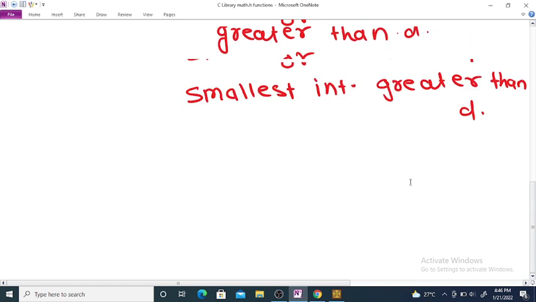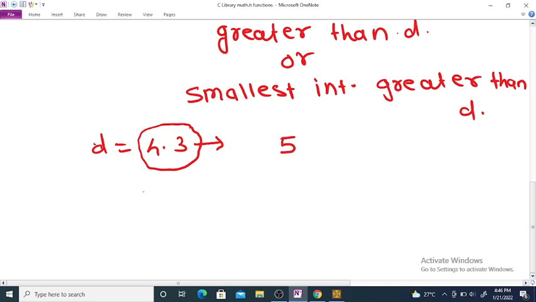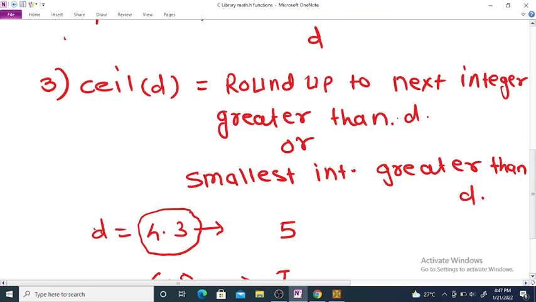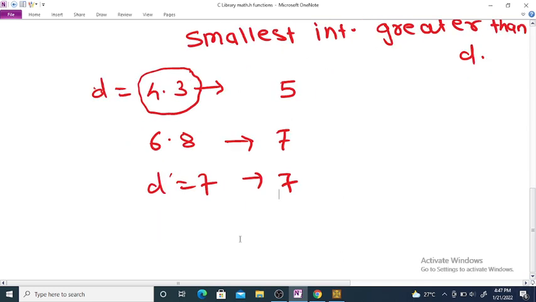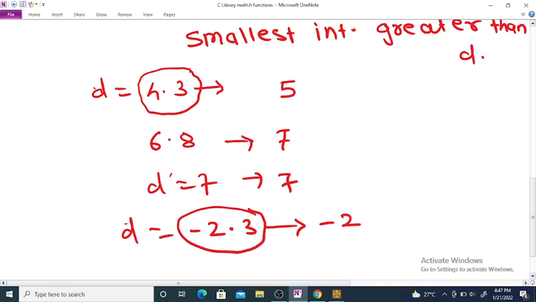For example, if we enter d is equal to 4.3, then the next integer which is greater than 4.3 is 5. If we enter 6.8, then the next integer greater than 6.8 is 7. The definition should say greater than or equal to: if you enter exactly an integer, say d is equal to 7, then the output is 7. Also if d is equal to minus 2.3, the next integer greater than minus 2.3 is minus 2.